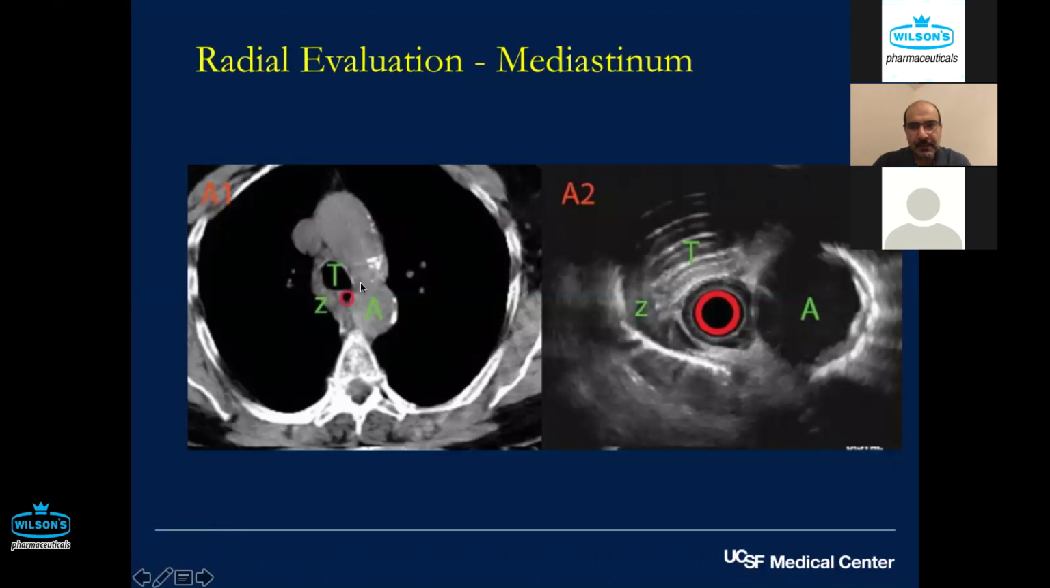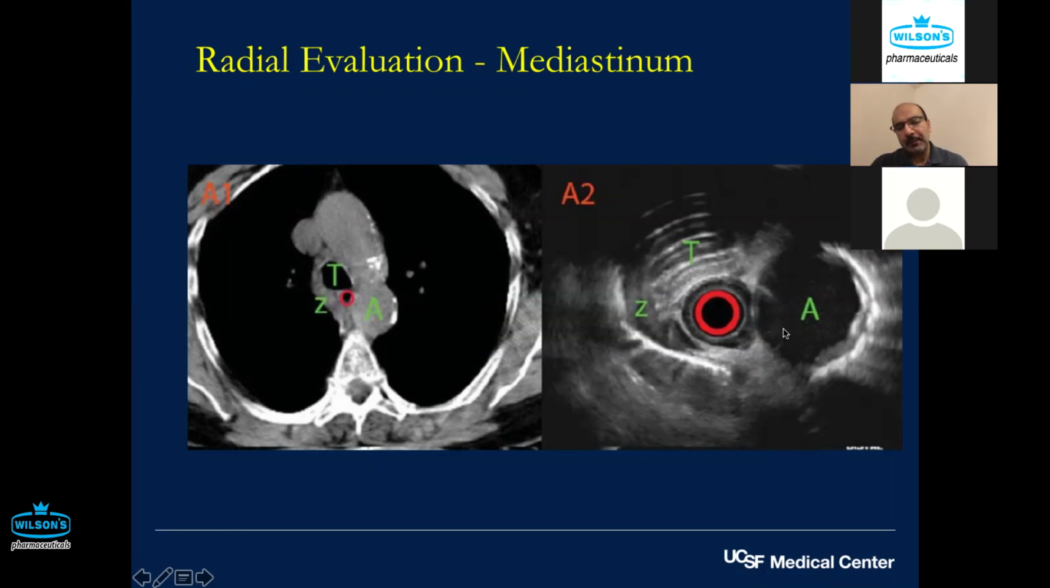If this is a CT scan, you can see the trachea anteriorly, the azygos vein to the right, and the aorta to the left. And with the radial, you can mimic that image. You're in the esophagus, and you can see the esophageal layers, the trachea anteriorly, the azygos, and the aorta to the left.